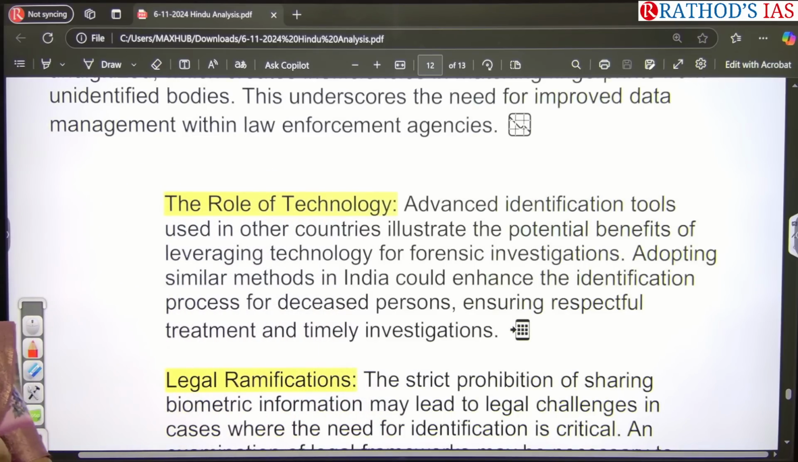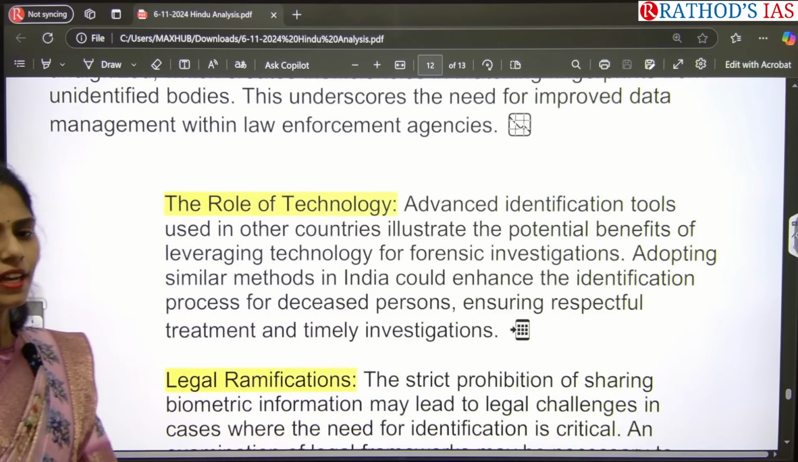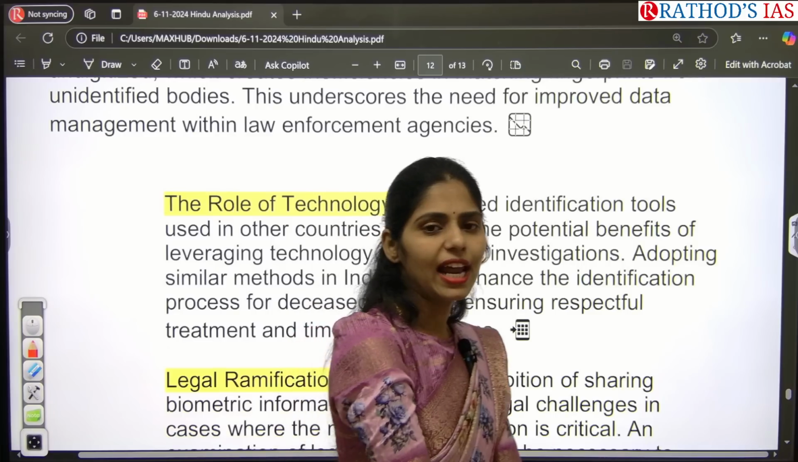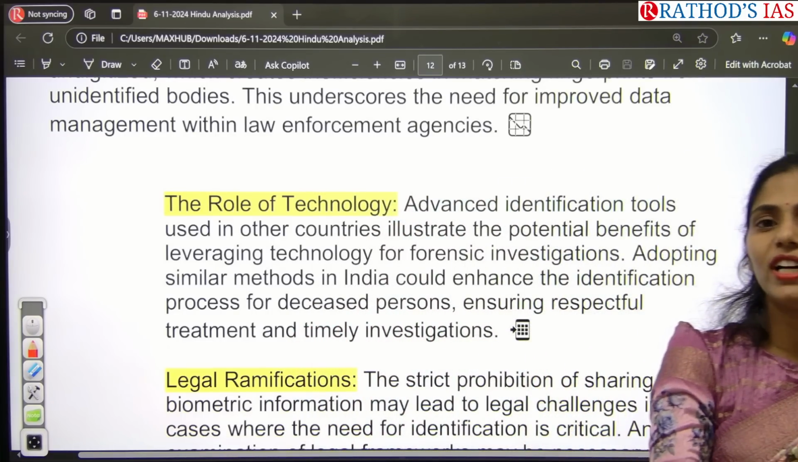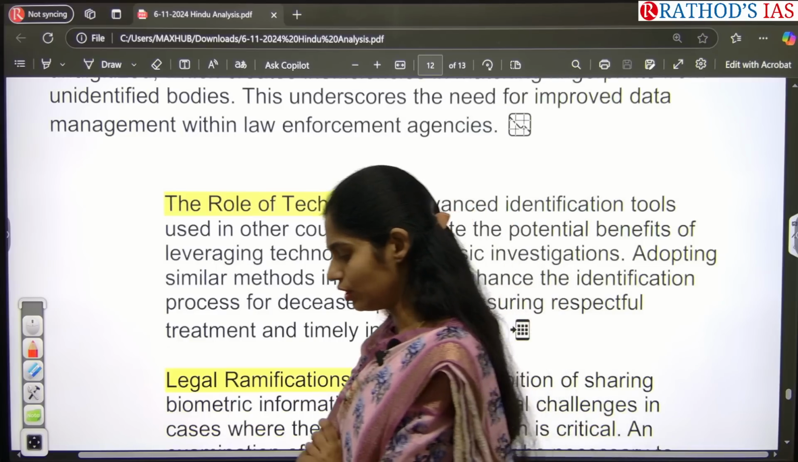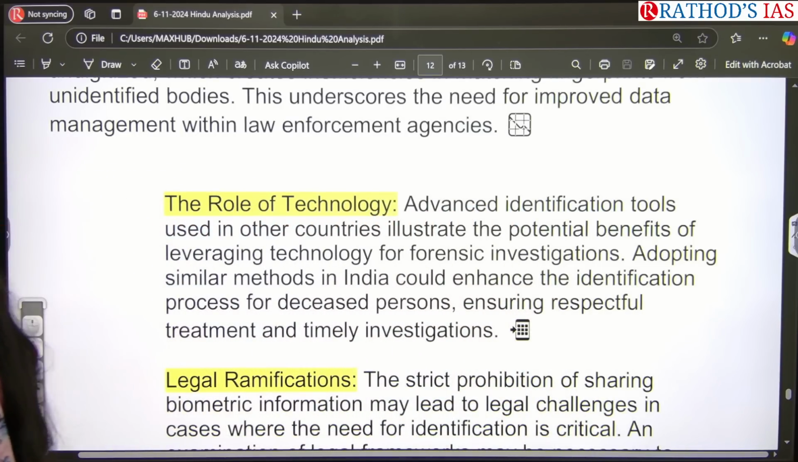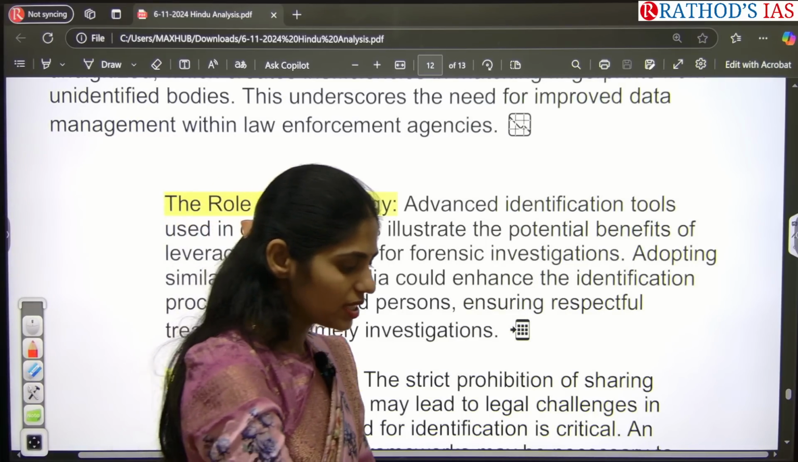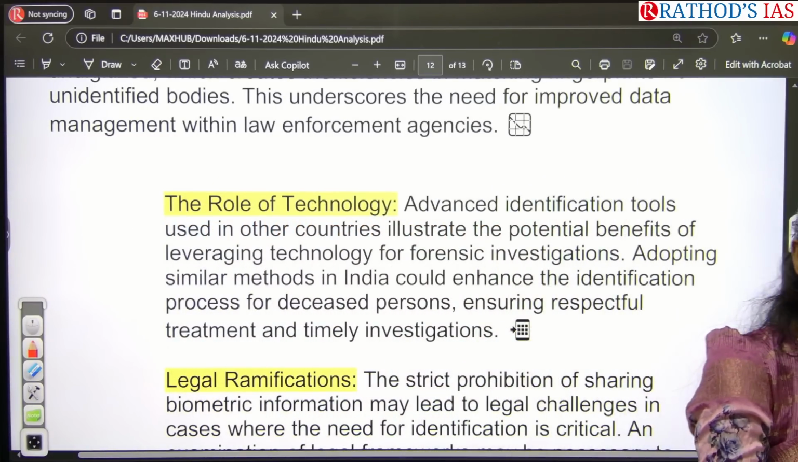And I want to give you this homework. Do this homework after this class. The homework is: how is the USA using technology to deal with these crimes, or Japan and China? What are the technologies these countries are using? So do this work after this class.